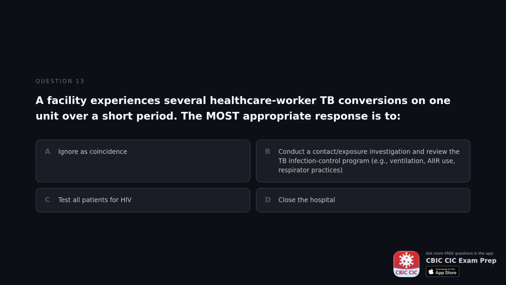A facility experiences several healthcare worker TB conversions on one unit over a short period. The most appropriate response is to: A. Ignore as coincidence. B. Conduct a contact exposure investigation and review the TB infection control program, for example ventilation, IR use, respirator practices. C. Test all patients for HIV. D. Close the hospital.